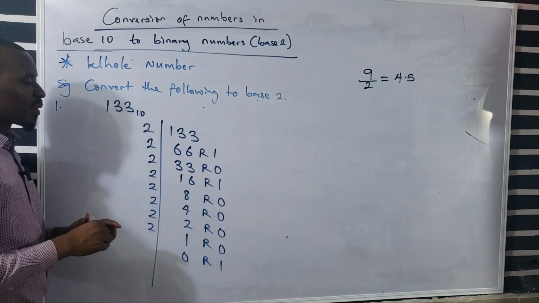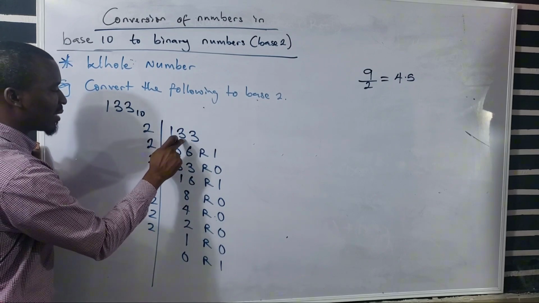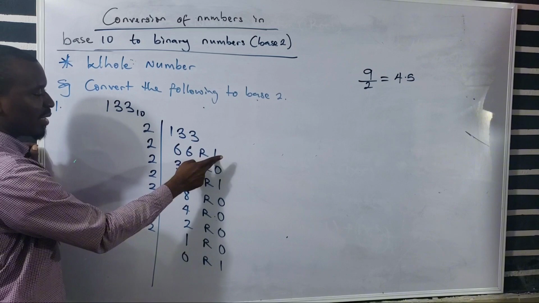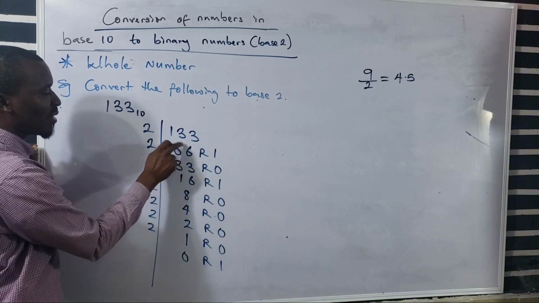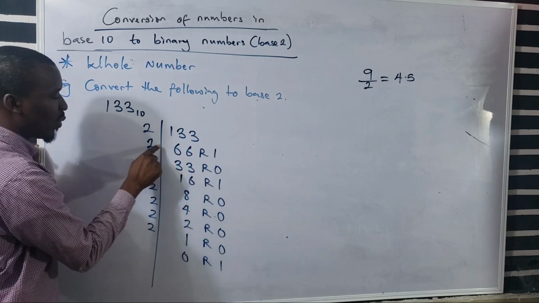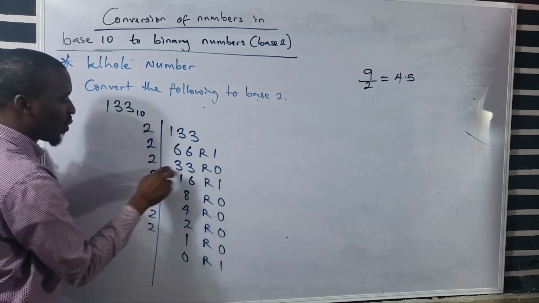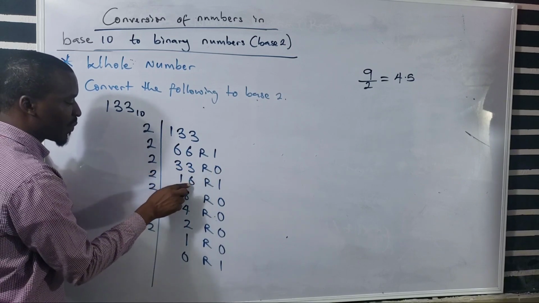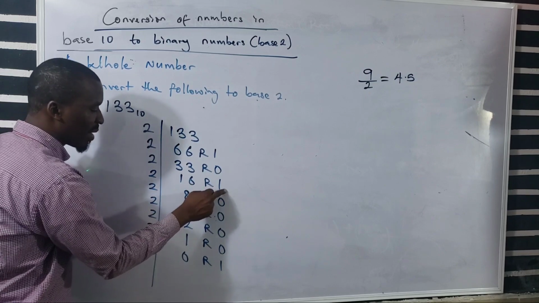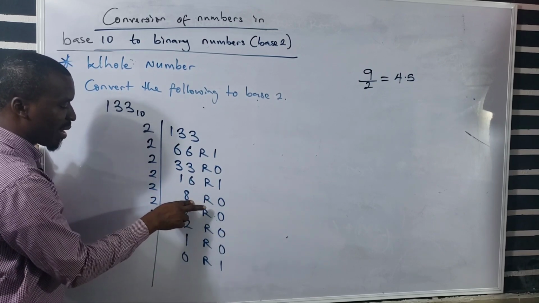So you can see it's the same process. When you use 2 to divide this, you're going to have 66 and 1 will be remaining, because 2 times 66 will give you 132. Okay, so 1 will be remaining. Then when you use 2 to divide 66, you have 33, nothing will be remaining. When you use 2 to divide 33, you have 16 because 16 times 2 will give you 32, so you have 1 remaining. When you divide 16 by 2, you have 8, nothing will be remaining.